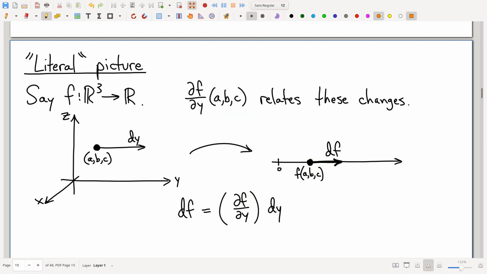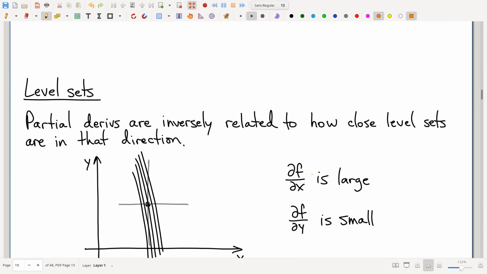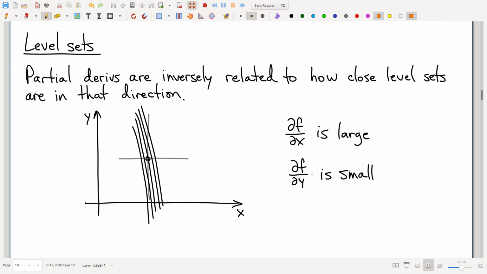What about on the level set picture? And this is another one of these kind of unsatisfying things. This is entirely within the domain. I can't see the target at all. I can't therefore actually even see the values of the function at all here. Right? I just have pictures in the domain, that's it.